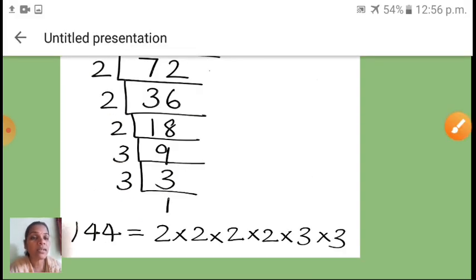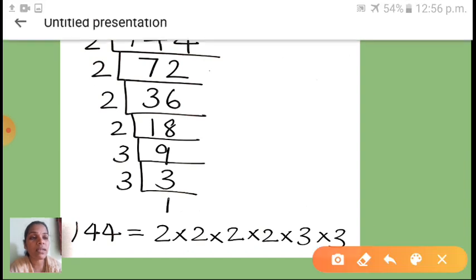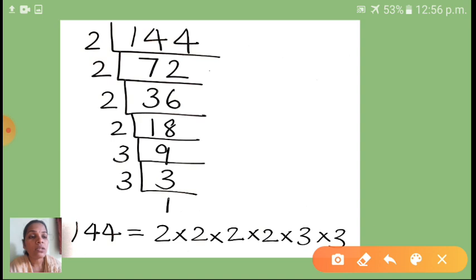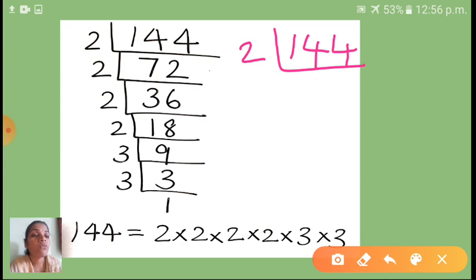Yes children, see here again I have given this slide. This you have to write in your notebook. Okay children, so 144 I will explain here. 2. So 14, how many 2's are there? 7. And 4, 2 2's are there. Again this 72, we can completely divide by which prime number? We have to use the smallest prime number, that is 2.